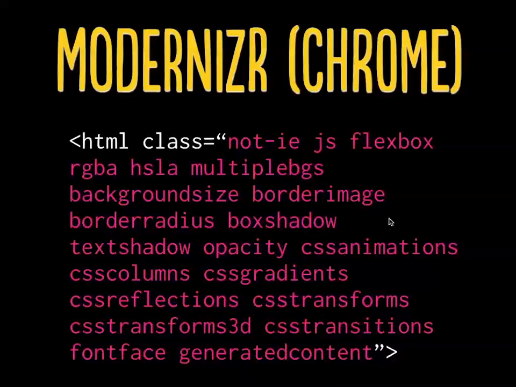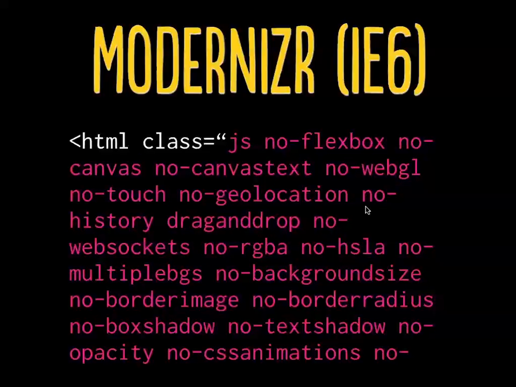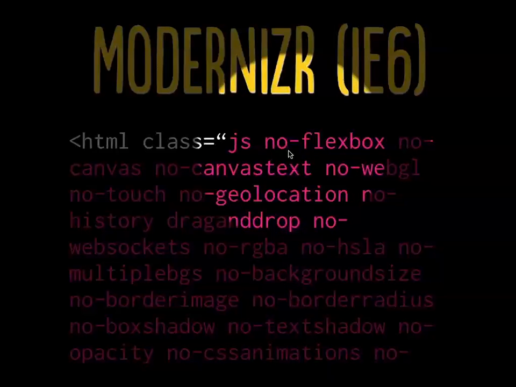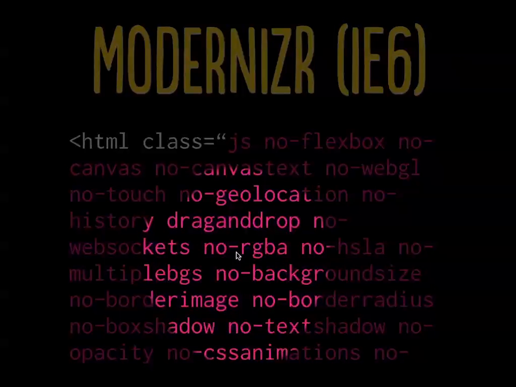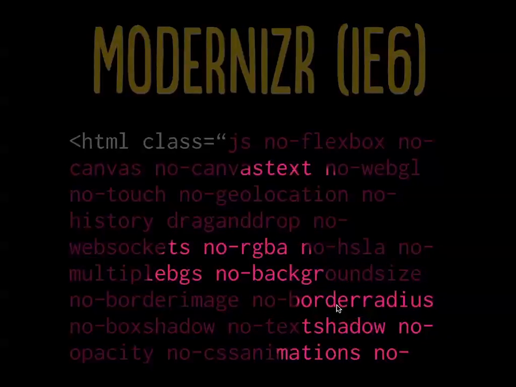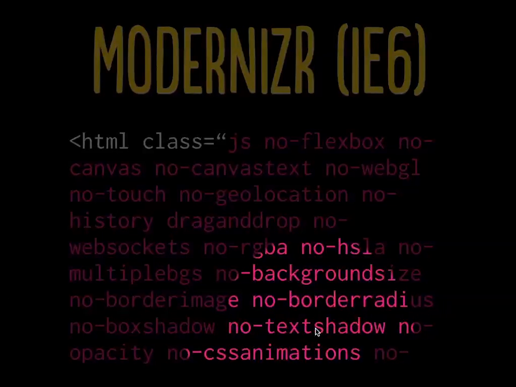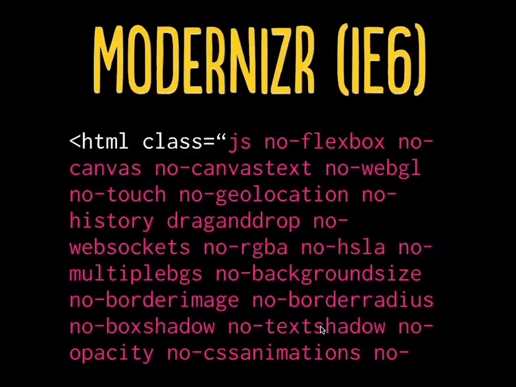Here's the same example in IE6. JavaScript's available. It is IE, so that not IE is not there. But then there's all this other stuff. It doesn't have canvas. It doesn't have canvas text. It doesn't have geolocation. It doesn't have RGBA or border radius or box shadow or text shadow. IE6 doesn't offer any of these things, and what Modernizr does is it adds classes to the HTML that say so. Why does that matter?